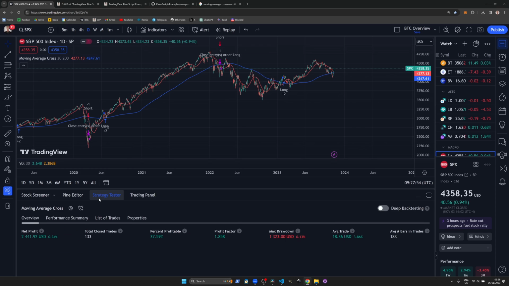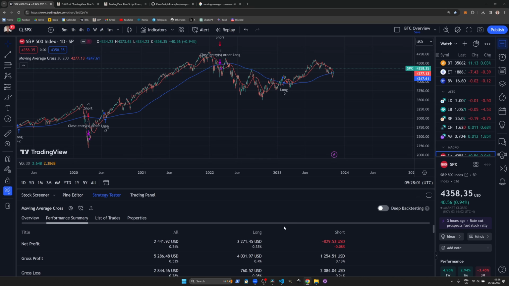Let's go ahead and plot this on a price chart, and now we can move on to the strategy tester. We have an overview and a performance summary. This shows that the strategy is more or less break-even when trading the daily chart on the S&P 500.